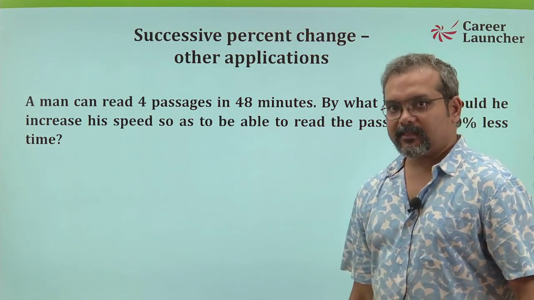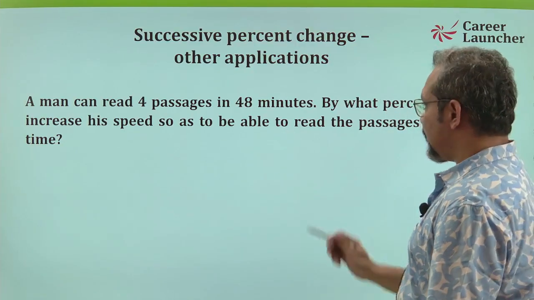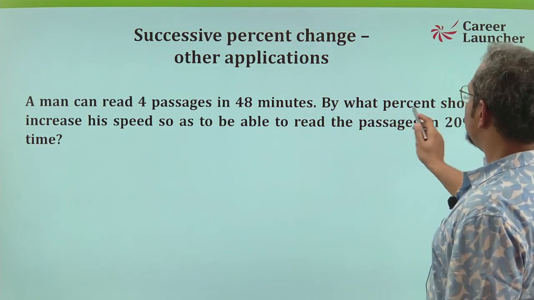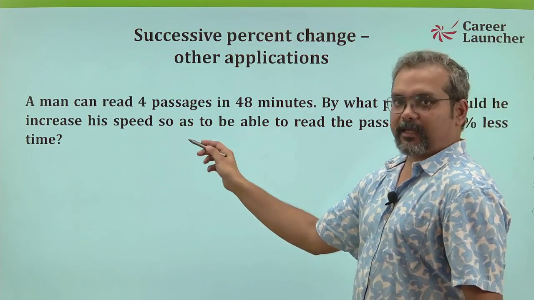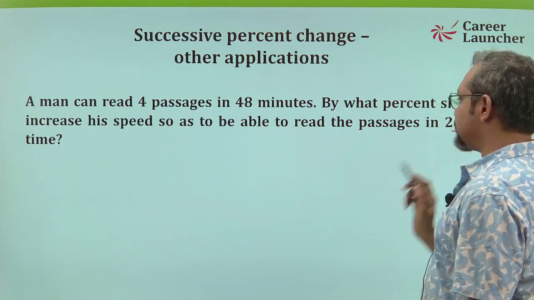So let's take a CAT question. Reading comprehension section. You see that this guy can read 4 passages in 48 minutes. It's too slow, right? So now by what percent should he increase his speed so as to be able to read the passage in 20% less time?